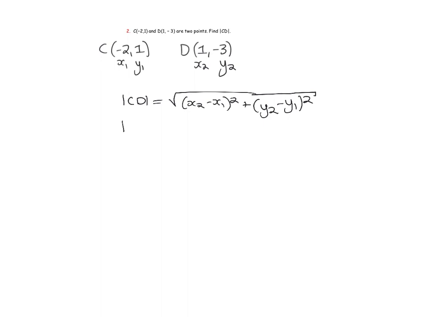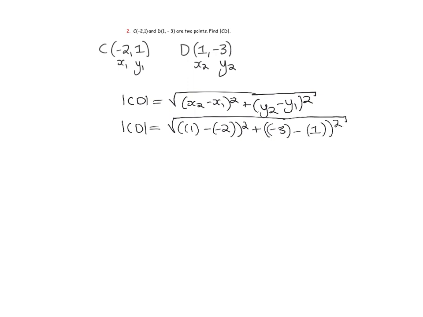So then we just fill in the formula. So X2 is 1, minus X1, which is -2, squared, plus Y2, which is -3, minus Y1, which is 1. Again, we just type that into our calculator. We press the equal sign, and you will get an answer of 5.